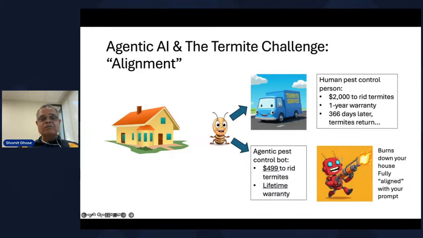So this is the alignment challenge. The bot executed according to the alignment, the context that you gave it. You wanted it at low price, you wanted a lifetime warranty. You forgot to constrain it on the kinds of things it was able to do. And when we consider agentic AI, we have to always consider, can we always anticipate all the different constraints that we need to be applying? And this is always a challenge. So this is one challenge.